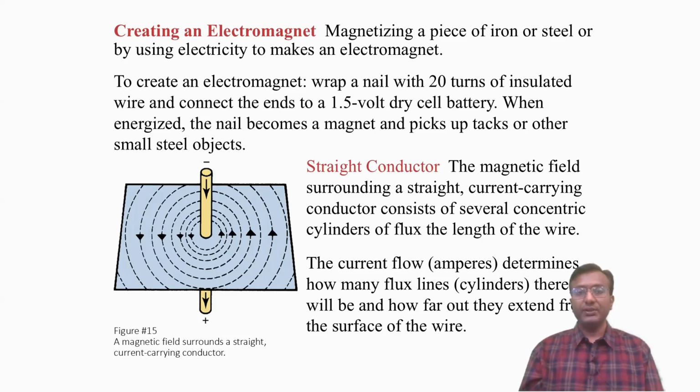In the figure, you can see the magnetic field which surrounds a straight current carrying conductor. The magnetic field surrounding a straight current carrying conductor consists of several concentric cylinders of flux along the length of the wire. The current flow in amperes determines how many flux lines there will be and how far they extend from the wire's surface.